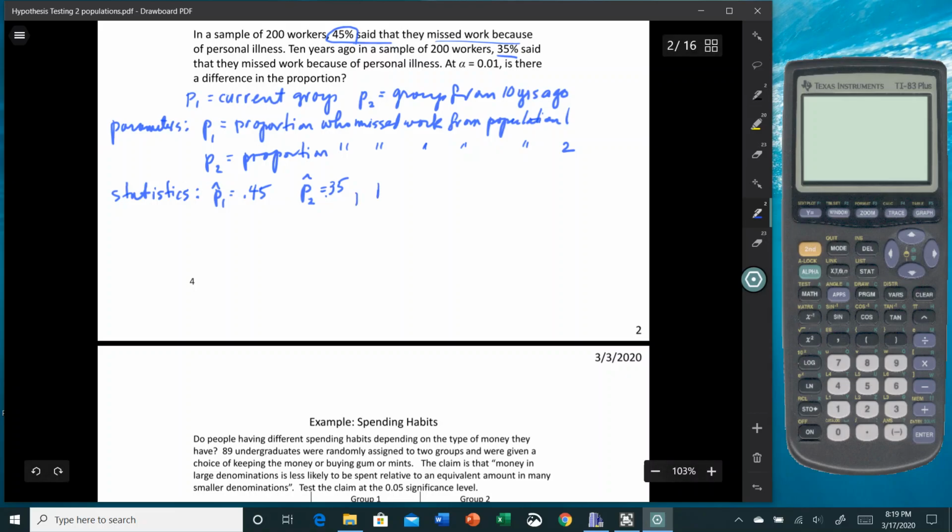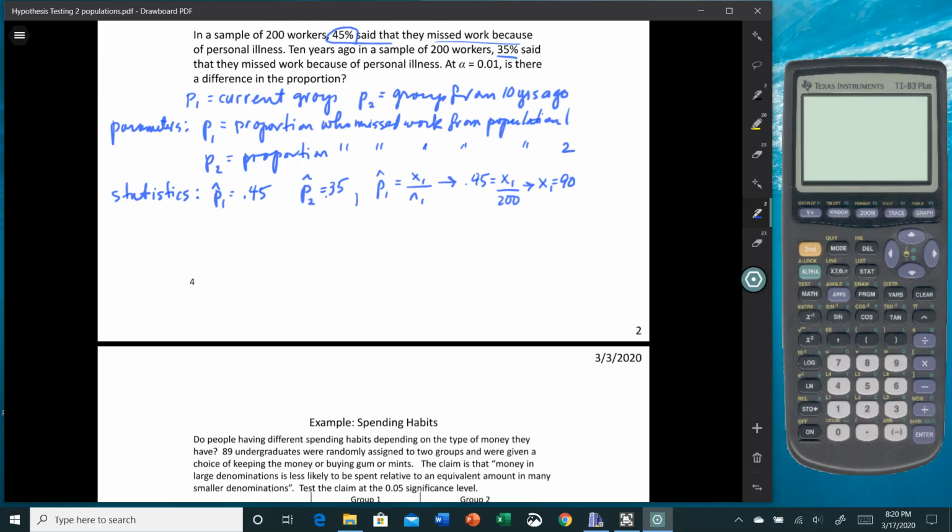By the way, P1 hat is X1 over N1. We know that P1 hat is 0.45. So we have 0.45 is X1, that's the unknown, over N1, which is 200. So it looks like 200 times 0.45, X1 is 90. There were 90 people in that first sample that said they missed work due to personal illness. That's in the current group.